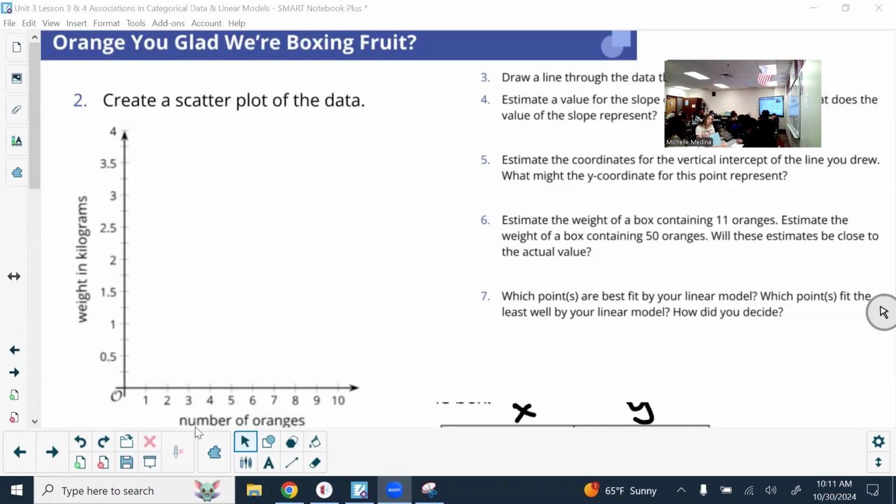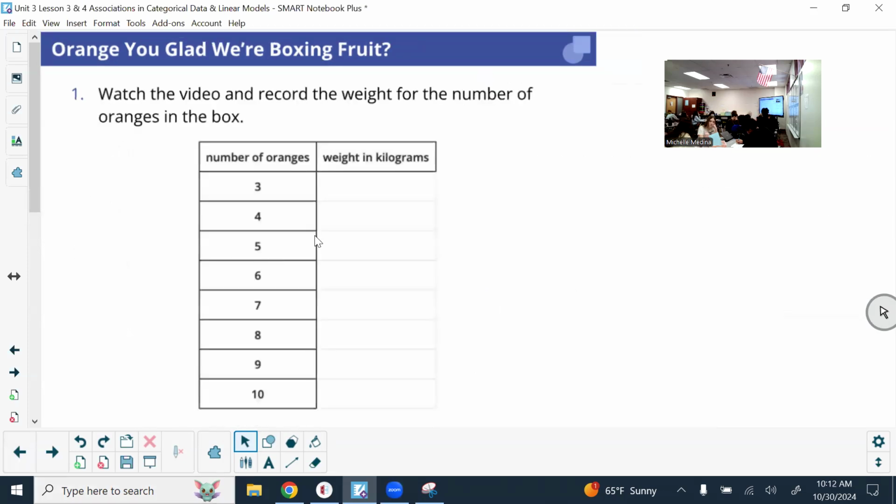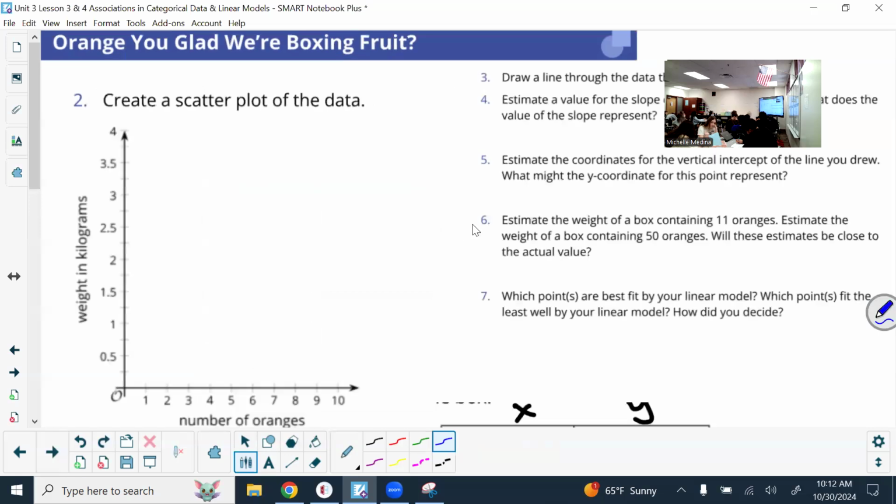So in your table and your scatter plot, the X's are your number of oranges because that's on your X axis. The Y's are your weight in kilograms. Whatever you put in this table is going to be like an XY coordinate. So you're making a scatter plot. I know there's no grid lines, so just do your best based on our data. I'm going to freeze my screen and do it while you're doing it.